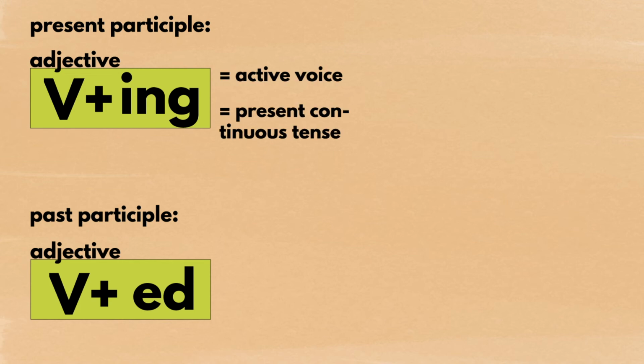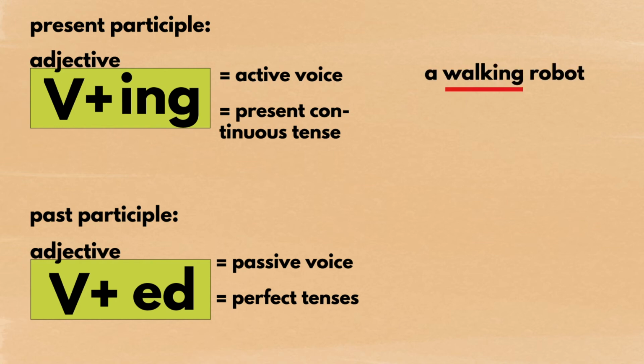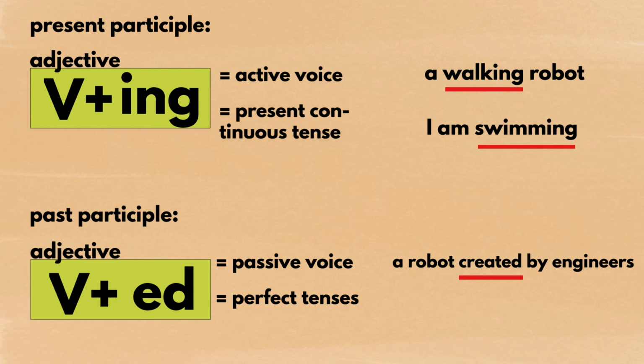What's the difference? The present participle is used for the active voice and the present continuous tense. The past participle is used for the passive voice and perfect tenses. For instance, a walking robot shows the present participle used in an active voice. In contrast, a robot created by engineers shows the past participle used in the passive voice. I am swimming shows the present continuous tense, while I have finished my homework shows the present perfect tense.